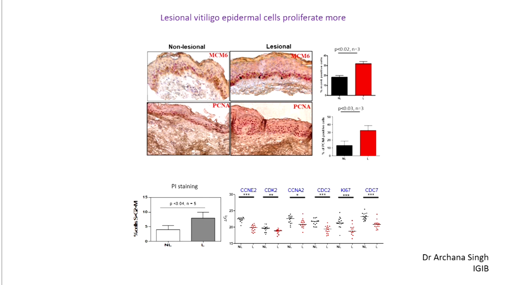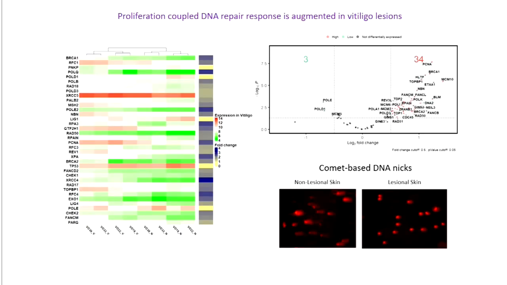Indeed, that is the case. When we look at some of the proliferation markers, we do find them higher in the lesional skin. Many of the cell proliferation genes are elevated in vitiligo lesions, and many of the DNA repair genes were also upregulated. What's on the right side is called a volcano plot, and most of the genes pertaining to DNA repair, something like 34 out of 37, were upregulated.